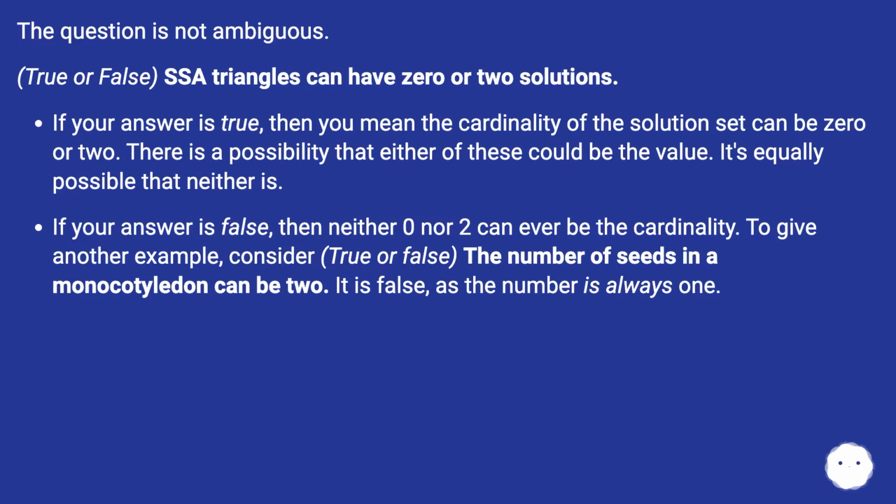To give another example, consider: true or false, the number of seed leaves in a monocotyledon can be 2. It is false, as the number is always 1.